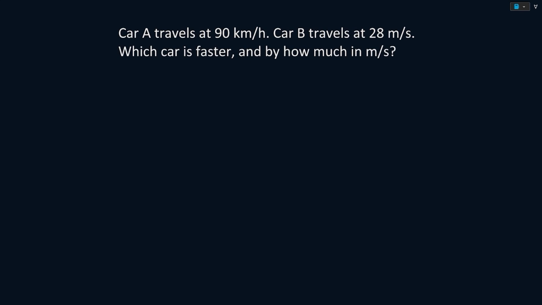Car A travels at 90 kilometers an hour, car B travels at 28 meters per second. Which car is faster and by how much in meters per second? First, we need to convert car A's speed from kilometers an hour to meters per second.